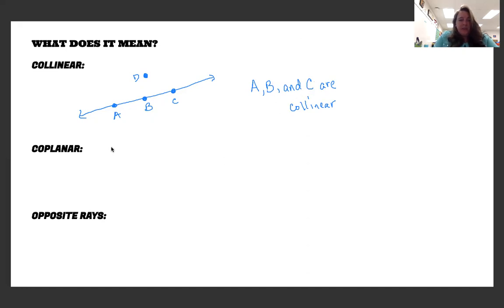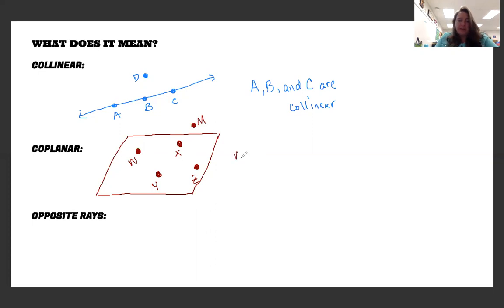For coplanar, in order to display this one, I'm going to have to draw a picture of a plane, which, as we discussed before, we represent with a parallelogram. And then I'm going to put some points that are on the plane. We'll do 4 of them, and we'll call these W, X, Y, and Z. And then if I had another point out here somewhere, and we'll call that one M, then for this example, I could say W, X, Y, and Z are coplanar, and M is not coplanar with W, X, Y, and Z.